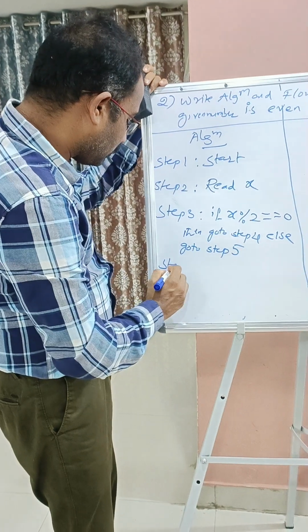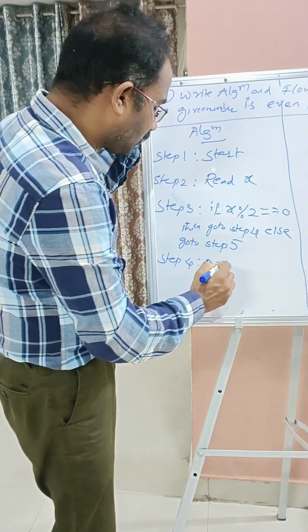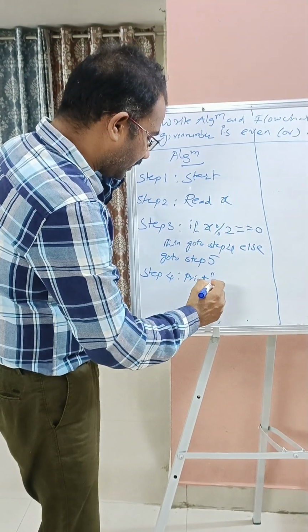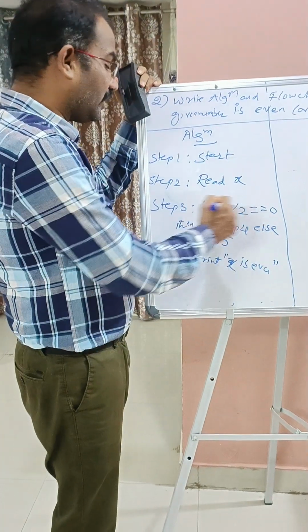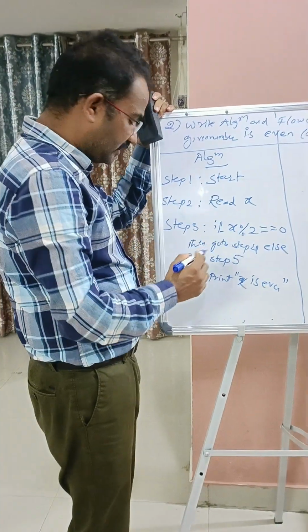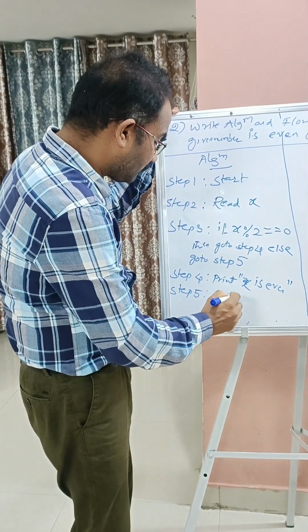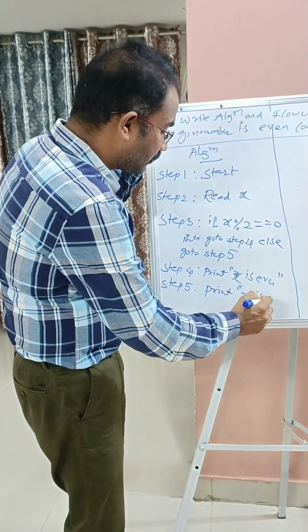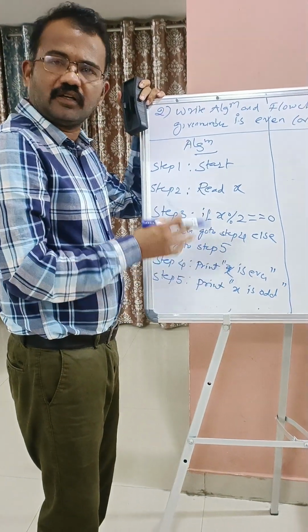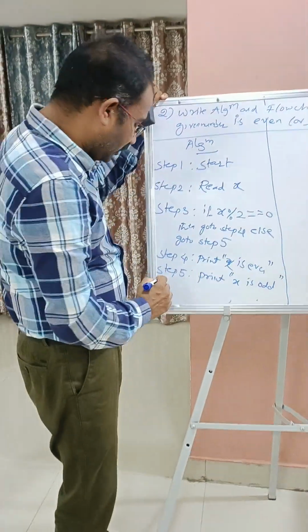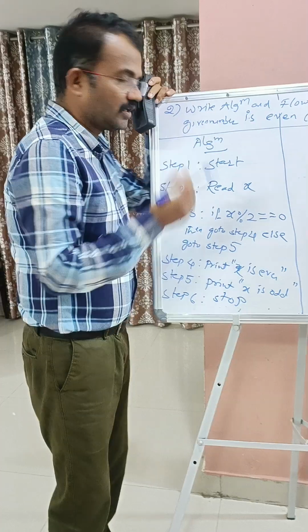So what is step 4? We have to print x is even. So if the condition is true, we print x is even. If the condition is false, print x is odd. So we are printing either even or odd. Over. The algorithm is over. What do we write as the last step? The last step is always stop. So this is the algorithm.